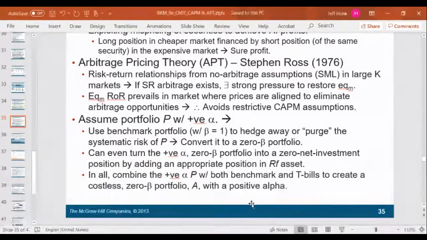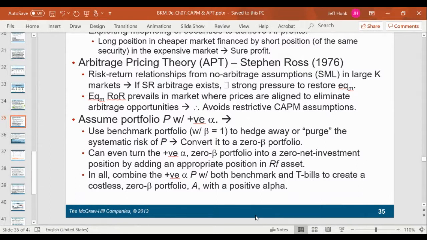Hello, welcome back to the continuing lecture in investment analysis. So we were talking about the arbitrage pricing theory. We just got started on that in the last video.